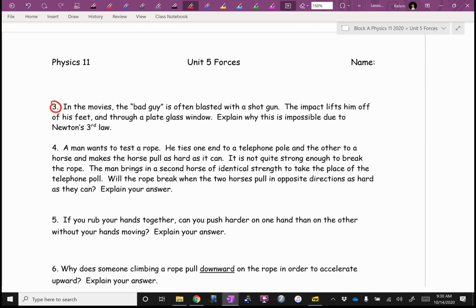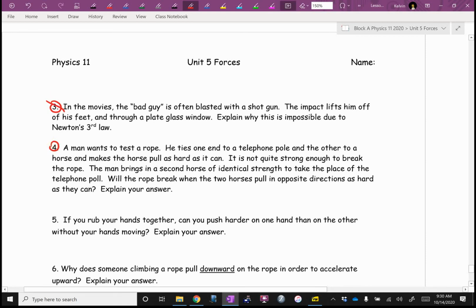Now that's very good for drama. Why is that bad physics? If the bullet can apply a force to lift the bad guy off of his feet and throw him backwards, forces come in pairs. That means the gun applied that force to the bullet as it left the barrel. The bullet would have applied that force. The good guy's got to be going flying backwards through the window behind him too. Yes? Okay, so you can cross out 3. We just did it.